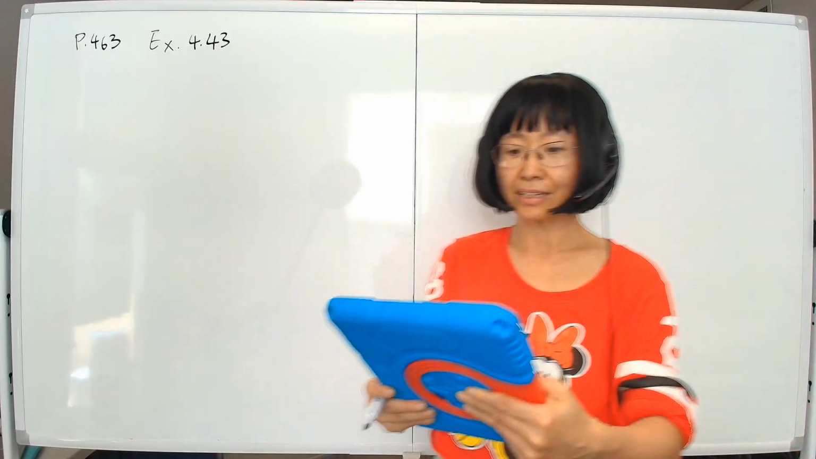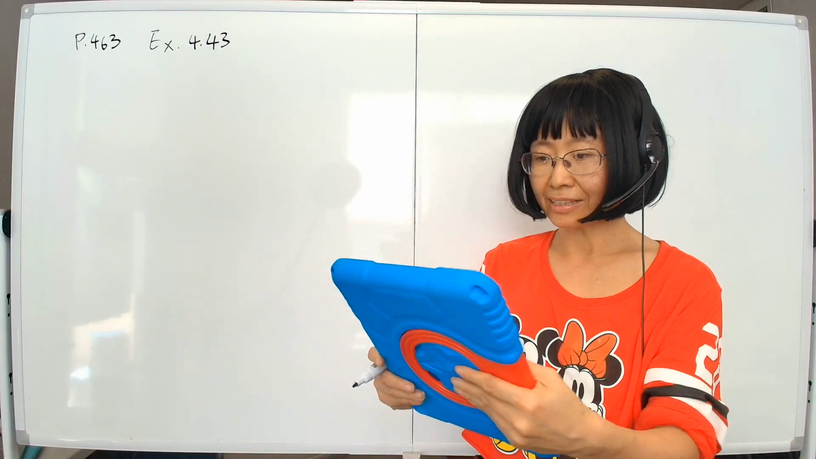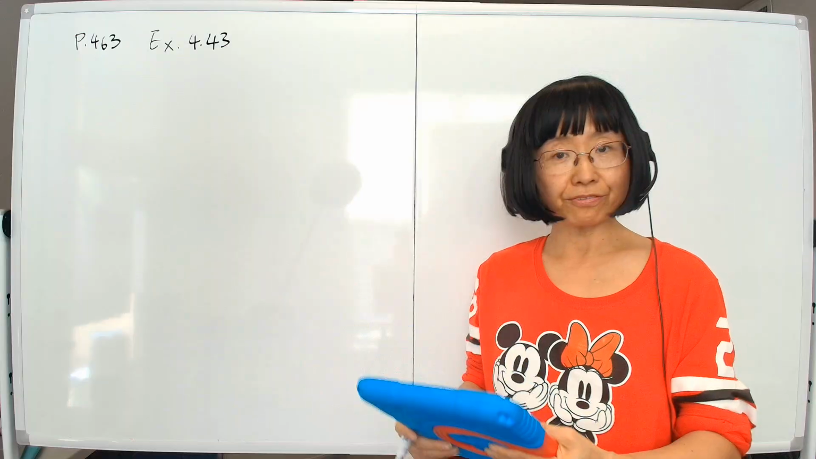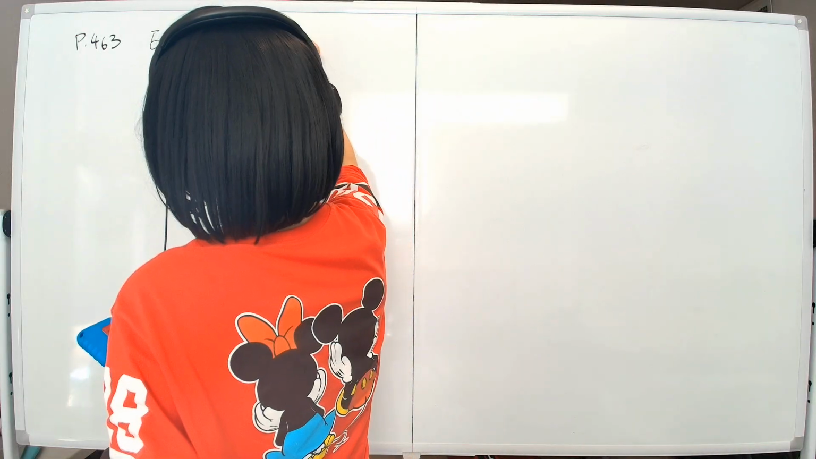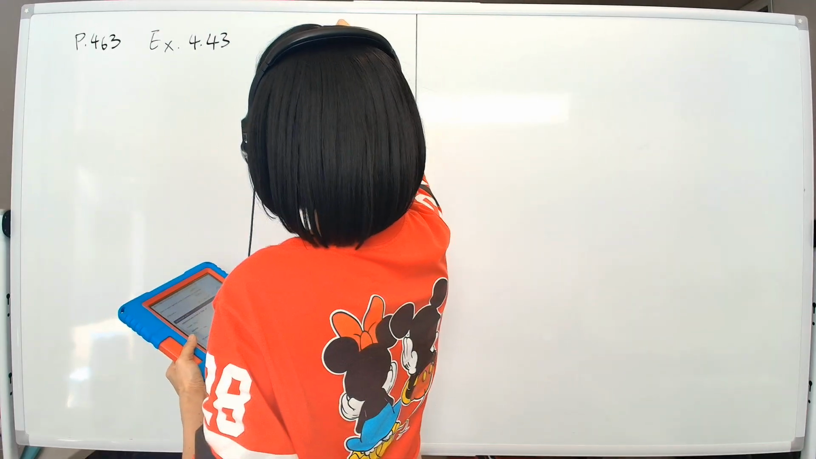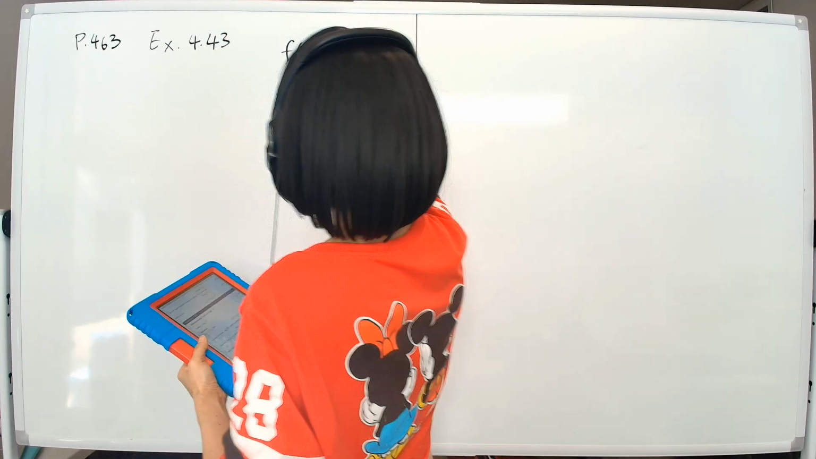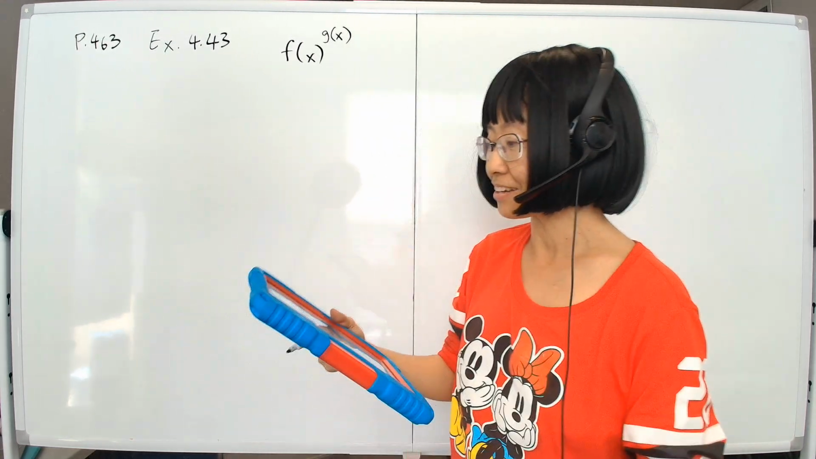let's look at example 4.43, which is yet another problem where we have a function raised to a different function, something like this, where you're supposed to take the limit of f of x with some kind of g of x on top. Now that looks very complicated, so let's see how to tackle such a thing.